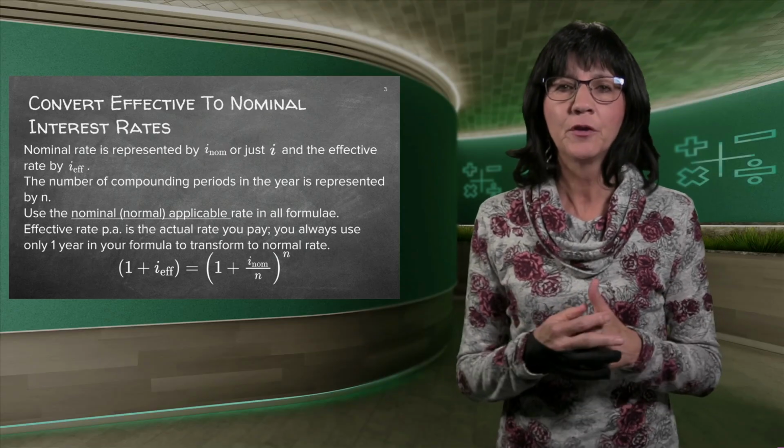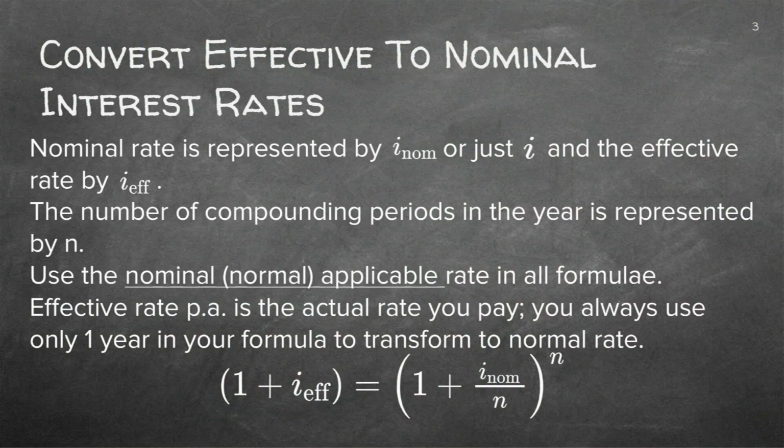Now, here are just a few things that you need to know. We use a normal i, or i with a little nominal at the bottom, if we are working with effective and nominal. If we just do a normal sum, we just use the normal i. And if I talk about effective, I use an i with a little footnote EFF so that I just know which i I'm talking about. Good. Now, the normal nominal rate, very important, is the rate that we use in all formulae.